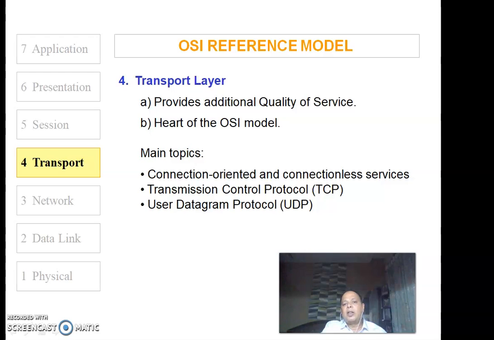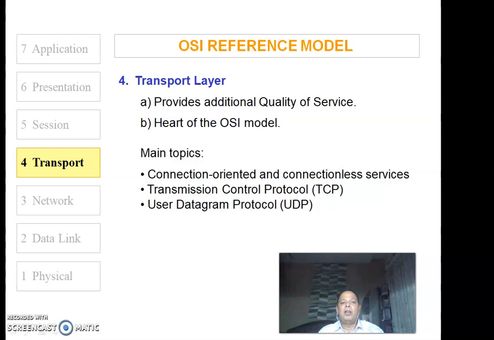The next layer is the transport layer, and this particular layer provides additional quality of service. The QoS or quality of service is very important. You must have seen that nowadays even video calls are done in the networking environment, and there is a tendency to drop the calls. It all happens because of poor quality of service. So quality of service is very important even in video streaming and other applications. And the transport layer is the layer which takes care of the quality of service.